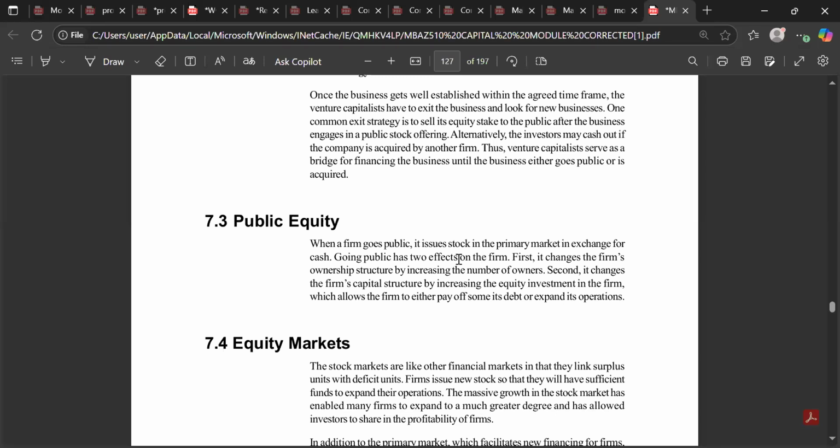It issues its stock in the primary market, in exchange for cash. So going public has two effects on the firm. The first thing is that it changes the firm's ownership structure by increasing the number of owners. Secondly, it changes the firm's capital structure by increasing the equity investment in the firm, which will allow the firm to settle some debt or to expand operations.